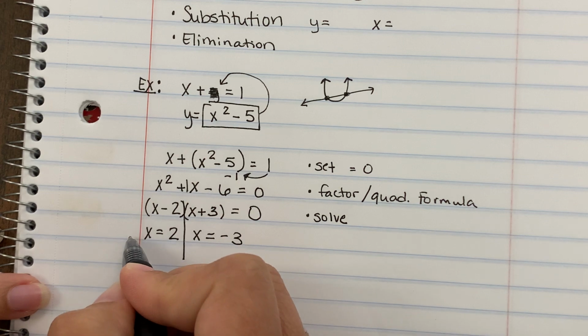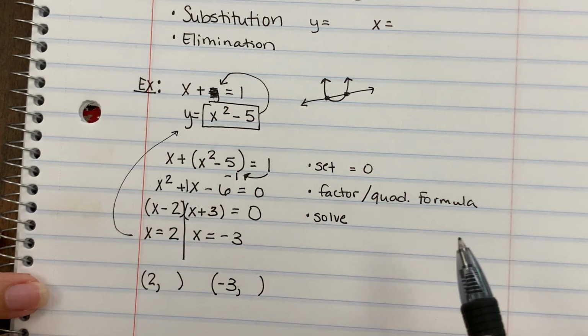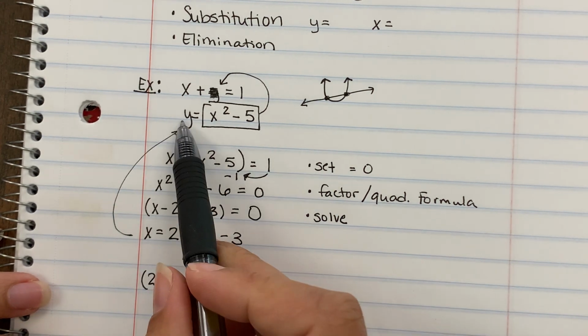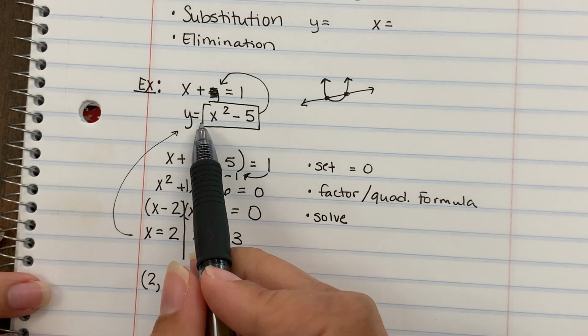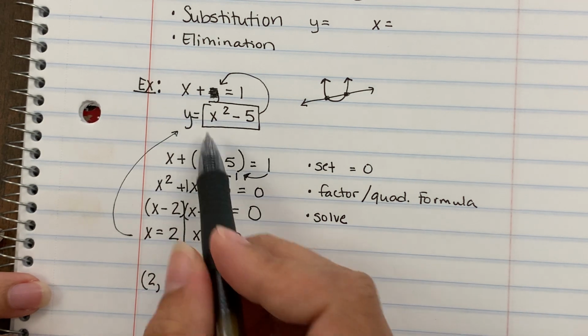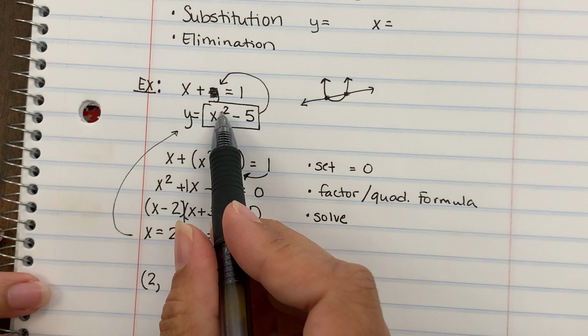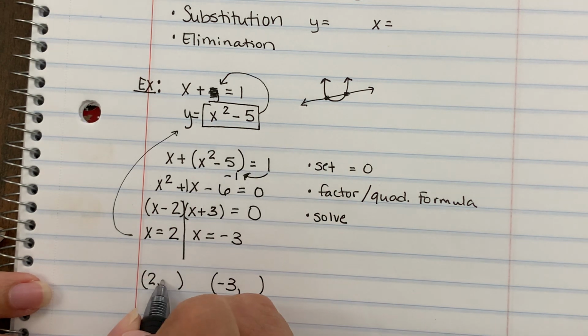So what you're gonna do is take these answers and plug them into either equation from the beginning. I usually like to pick the one that's y equals, it seems easier. All you gotta do is plug in and solve. So 2 squared is 4. 4 minus 5 is -1.